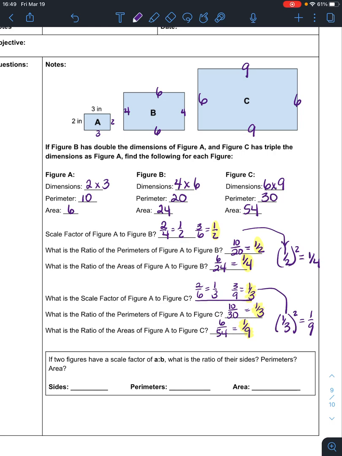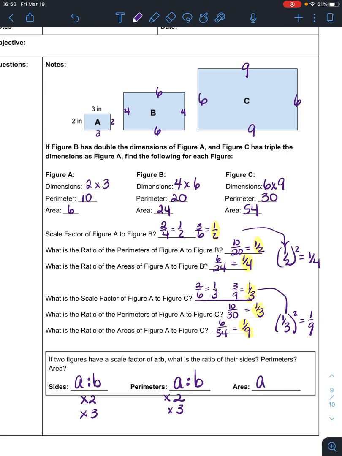Okay, so here's our basic idea: if my sides have a ratio of A to B, or A over B, then my perimeters will have that same ratio, A to B. Whatever happens to the sides happens to the perimeters. So if my sides get doubled, then my perimeters will get doubled. If my sides get tripled, then my perimeter will get tripled.